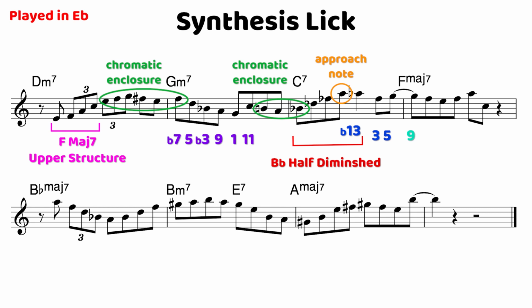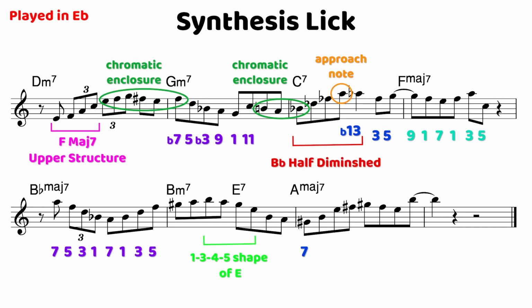Then from here we play a famous Bird resolution, 9, 1, 7, 1, 3rd, 5th. Then for this entire 2-5, I play a shape from the second section of the book, a 1, 3, 4, 5 shape, and it sounds pretty nice over these changes. This places us nicely for a half-step resolution onto the major 7th of our 1 chord.